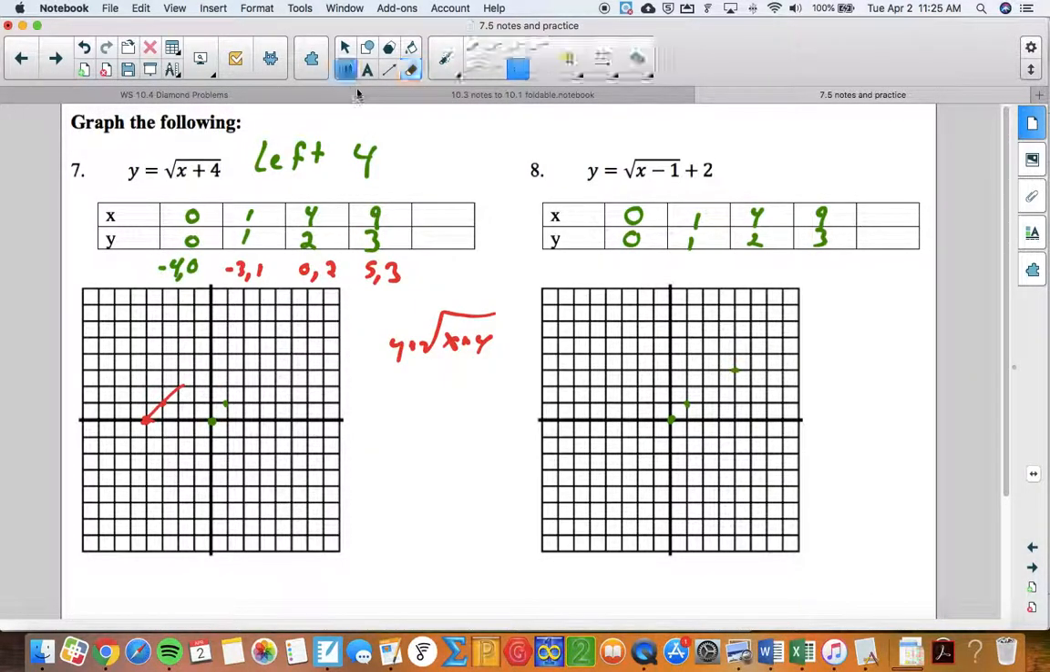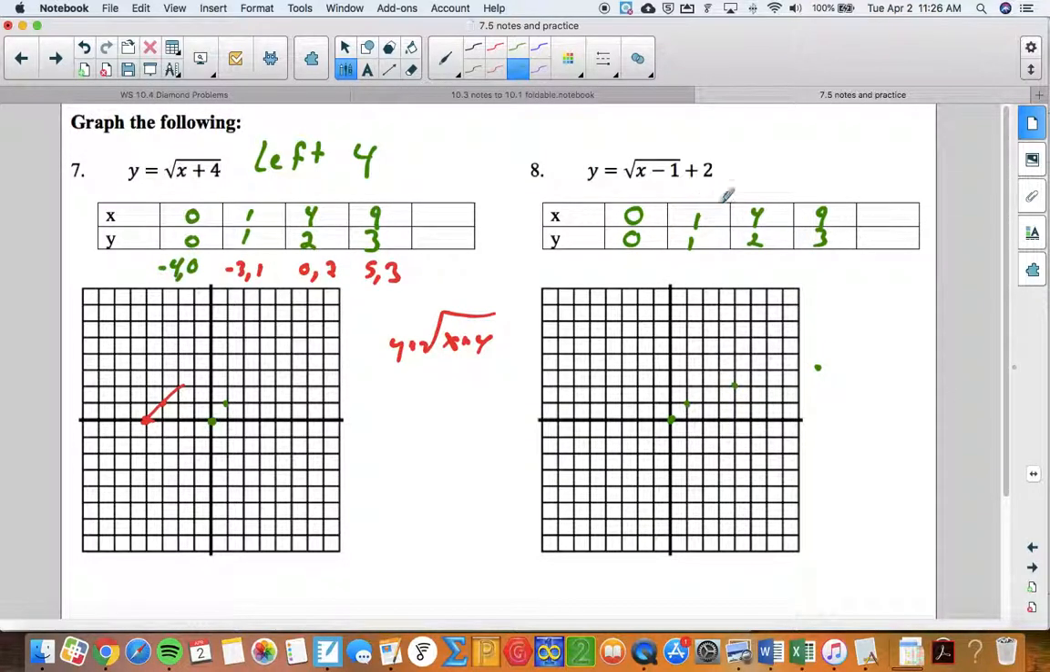I think I'll come back to that. So let me count carefully this time. When I plotted the point 4, 2, I actually plotted it accidentally at 4, 3. So 4, 2 would be right there. 9, 3 would be right about there.